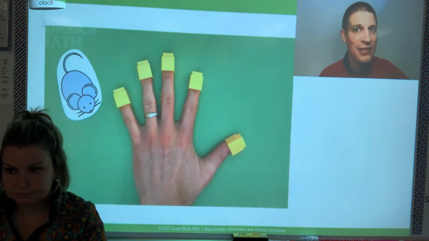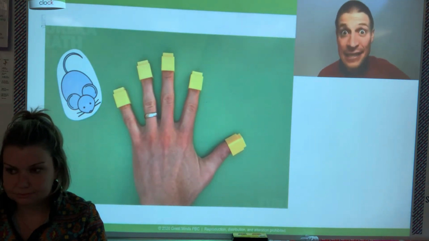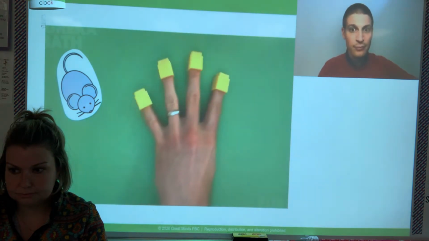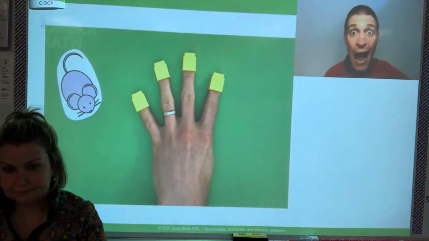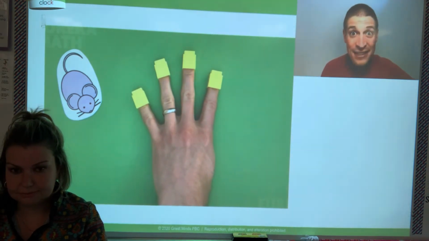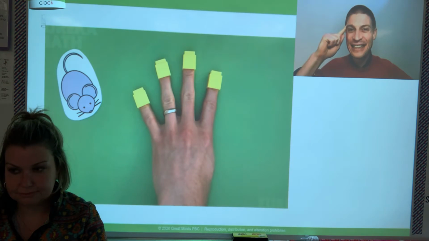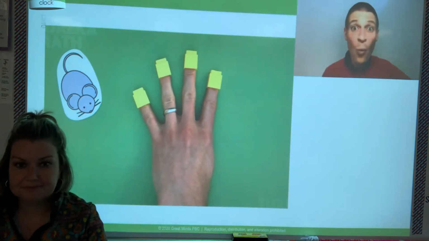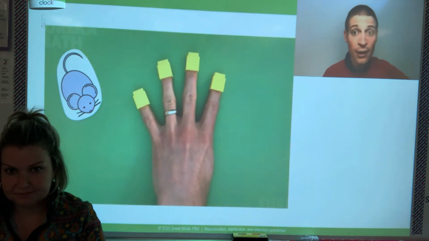Now, Mousy gets hungry and he eats a piece of our cheese. We better take one away. I'll take this one away. How many pieces of cheese do we have left? Think. Say it. How many? Yes, we have 4 pieces of cheese left.